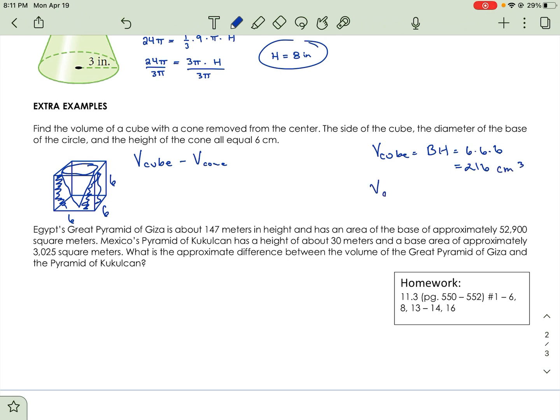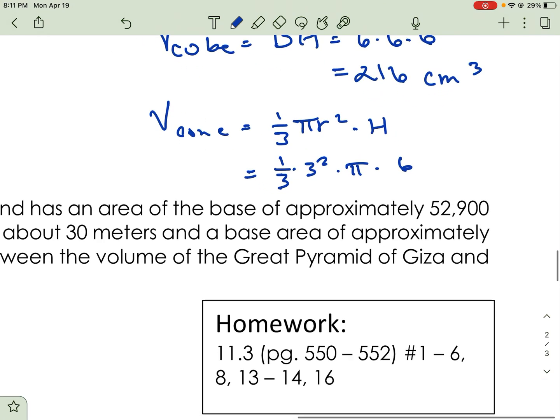The volume of the cone is equal to 1/3 times pi r squared times the height. The radius of the cone is going to be 3. So we have 1/3 times 3 squared times pi times 6. And that gives us 1/3 times 9 is 3 times 6 is 18. So we have 18 pi cubic centimeters.